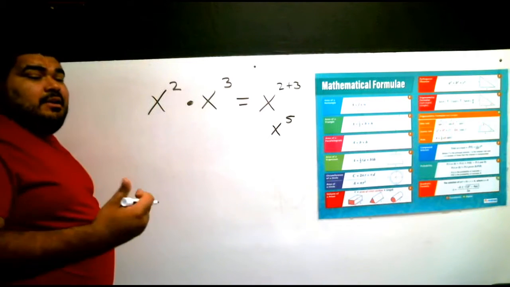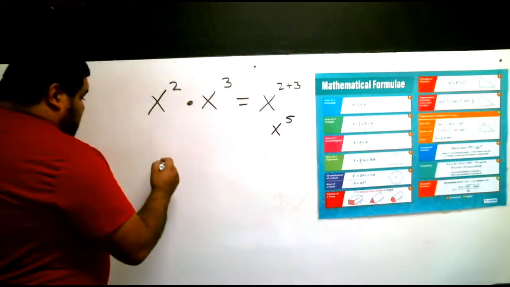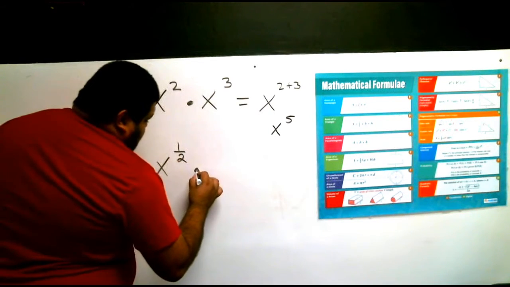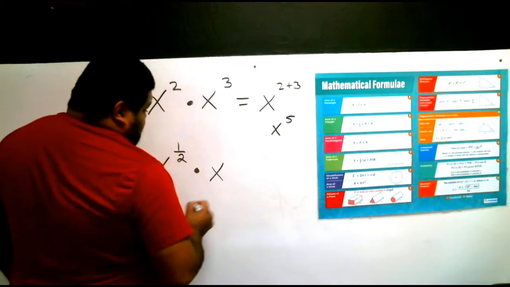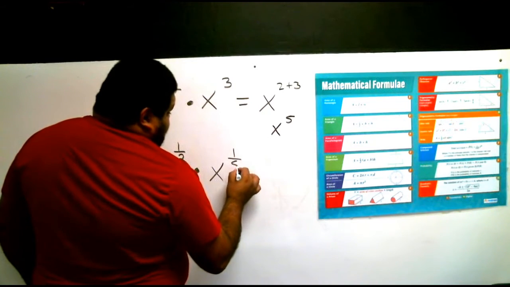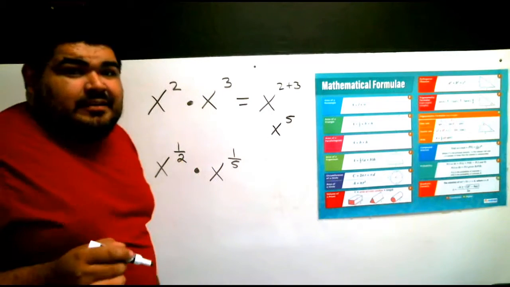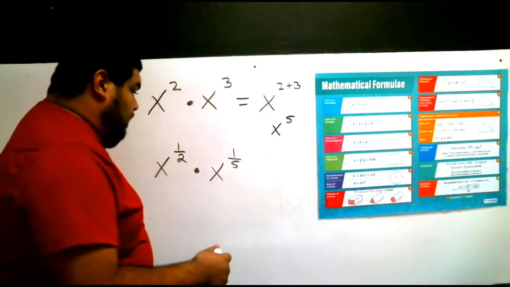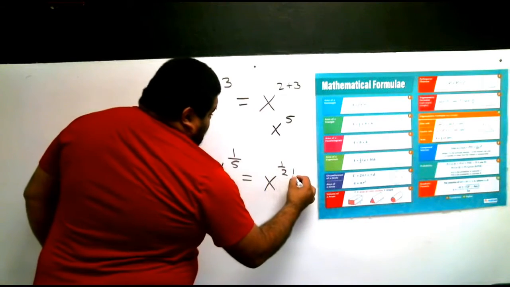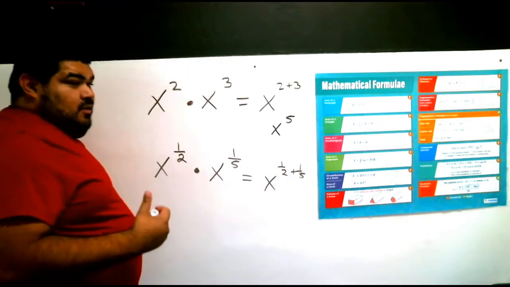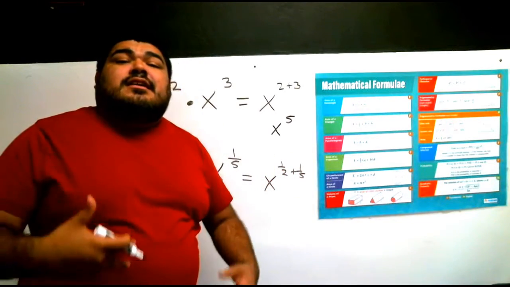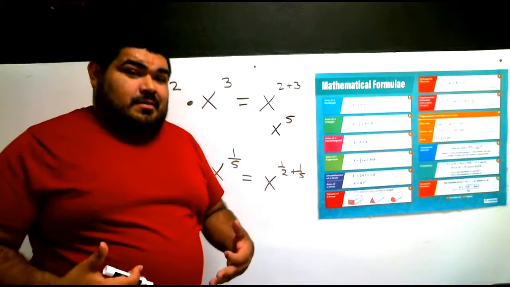Again, now we're going to get a little more into fractions. We have x to the 1/2 times x to the 1/5. Notice that I didn't do it the same way, for the same reason. Equals x to the 1/2 plus 1/5. Notice that you cannot really combine the 1/2 plus the 1/5 unless they have common denominators.